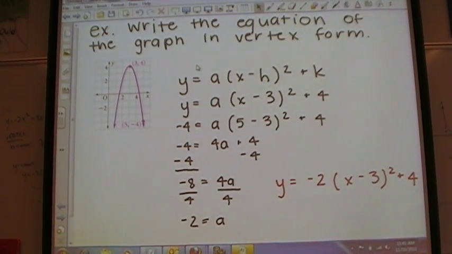Wait, can you not erase it? Yeah. Why are the vertex variables h and k? I don't know, that's just what they use. Okay. Okay, ready? Wait.